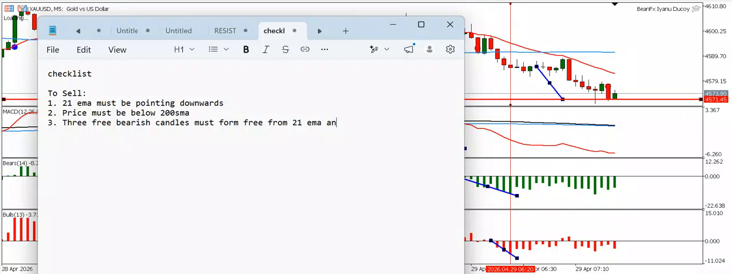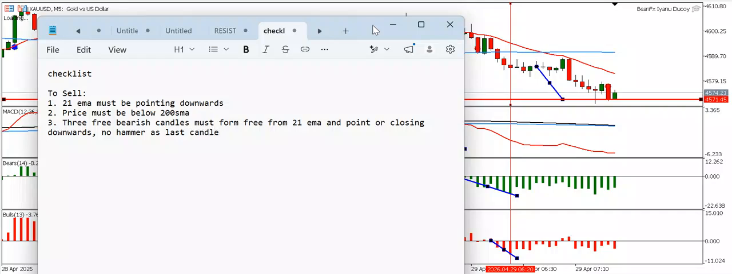Okay, and pointing of closing downwards, not retracting, not having a hammer, no hammer as the last candle.